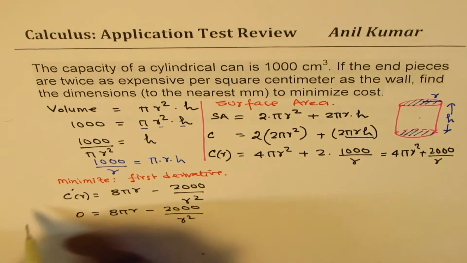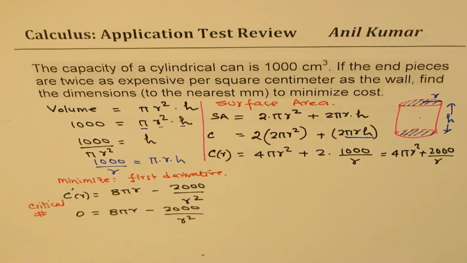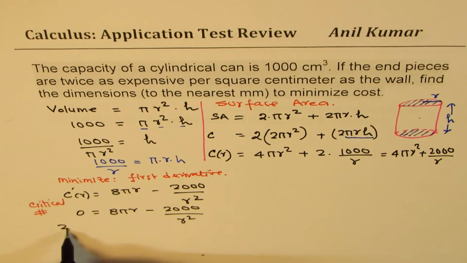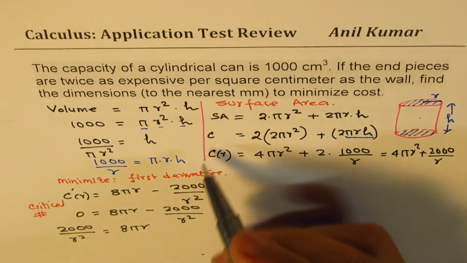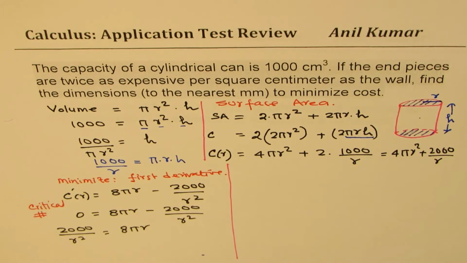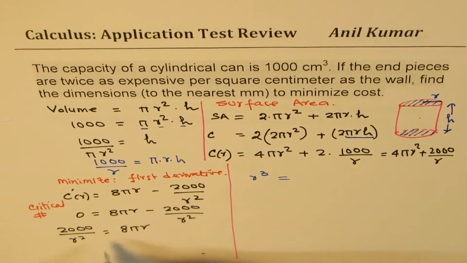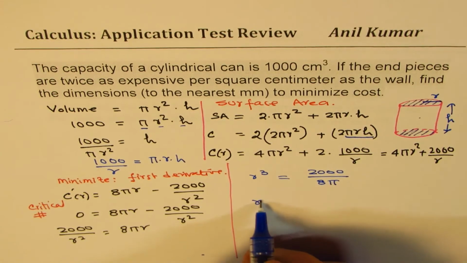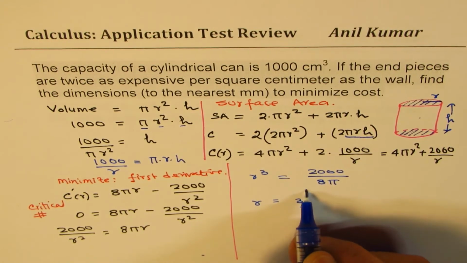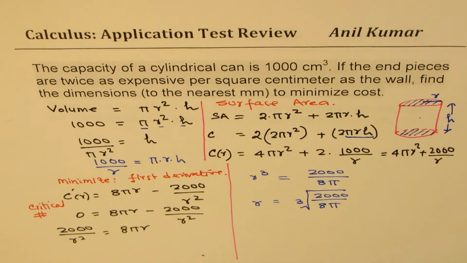So at this stage, we actually find the critical number. Let's find r. So bring it to this side. So we have 2000 over r square equals 8 pi r. So we can cross multiply and solve for r. Let's cross multiply. So we have r cube equals 2000 divided by 8 pi. Perfect. So r is equal to the cube root of 2000 over 8 pi.